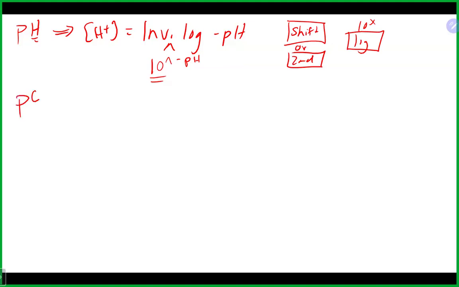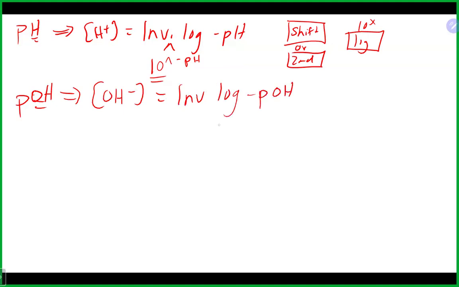Also, if you have the pOH, you can get directly from that the hydroxide concentration. It's pretty much the same calculation, except it's the inverse log of the negative pOH. And when you punch that in on your calculator, it usually looks something like that as well. Any questions on any of that?